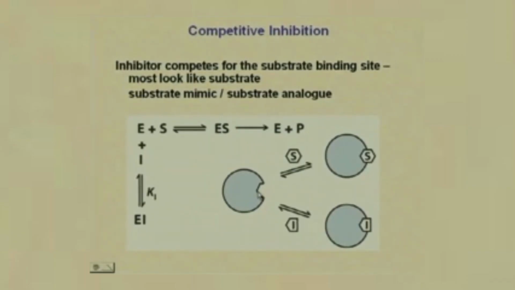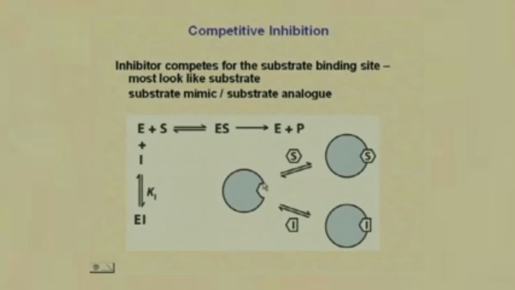So what you essentially have is, instead of just an enzyme substrate complex, you can also have an enzyme inhibitor complex. The inhibitor competes for the substrate binding site, and obviously therefore it must look like the substrate. If it has to compete for the same site, since the active site is so specific, it has to look like the substrate, which is why it is also called a substrate mimic or a substrate analog.